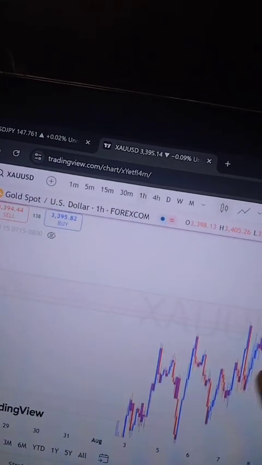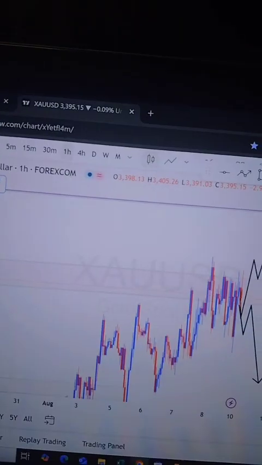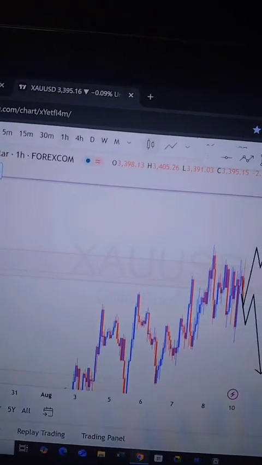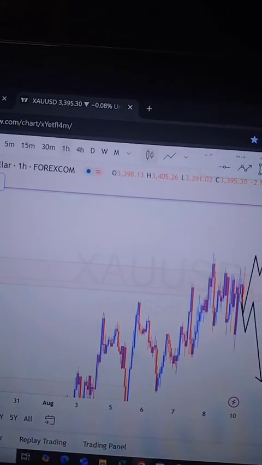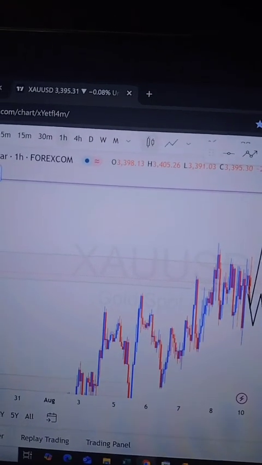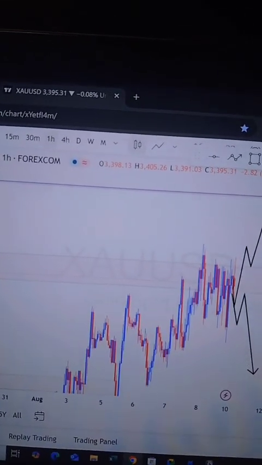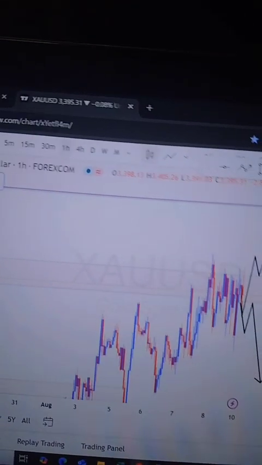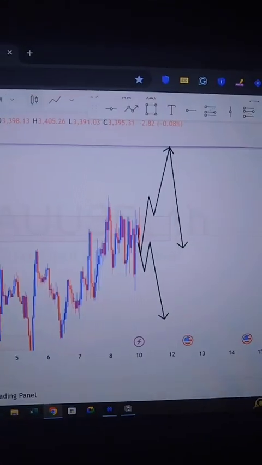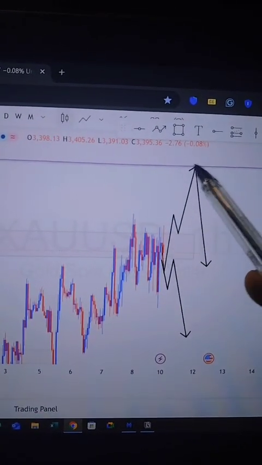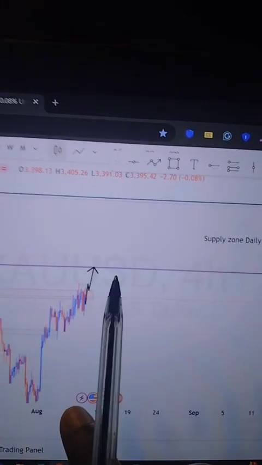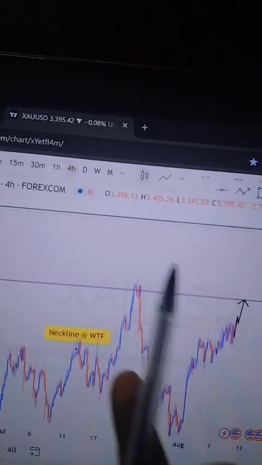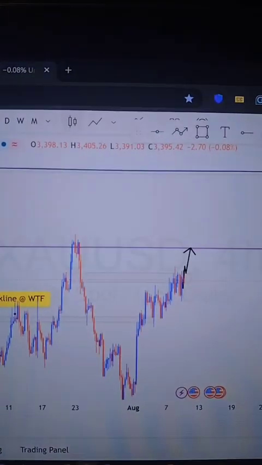But what I want you to do is to hold on unless you get a confirmation. Maybe you see a confirmation of a doji candle or a morning star or evening star pattern before you enter this trade. Hold on till the market gets to this supply zone. Hold on till the market gets to the supply zone before you sell or make any decision you want to make.